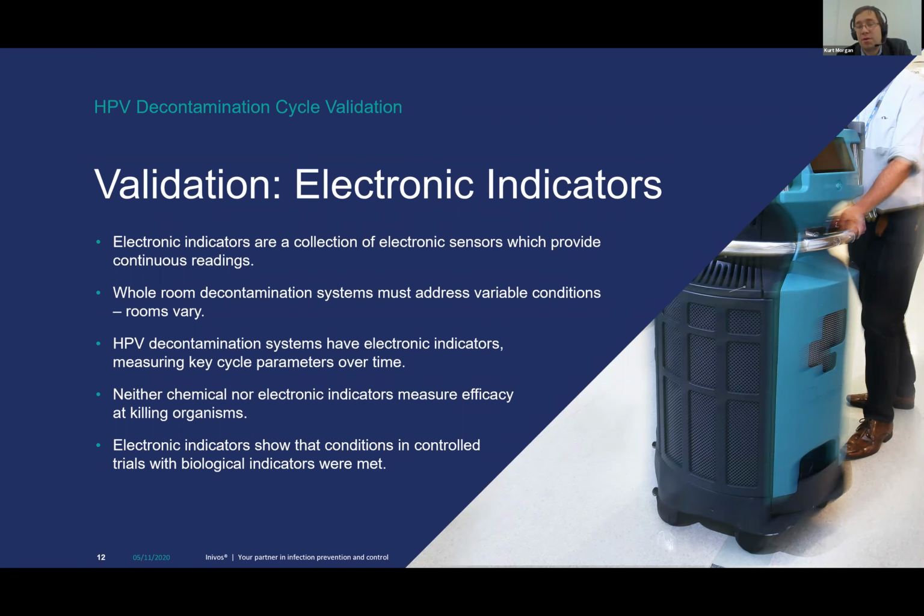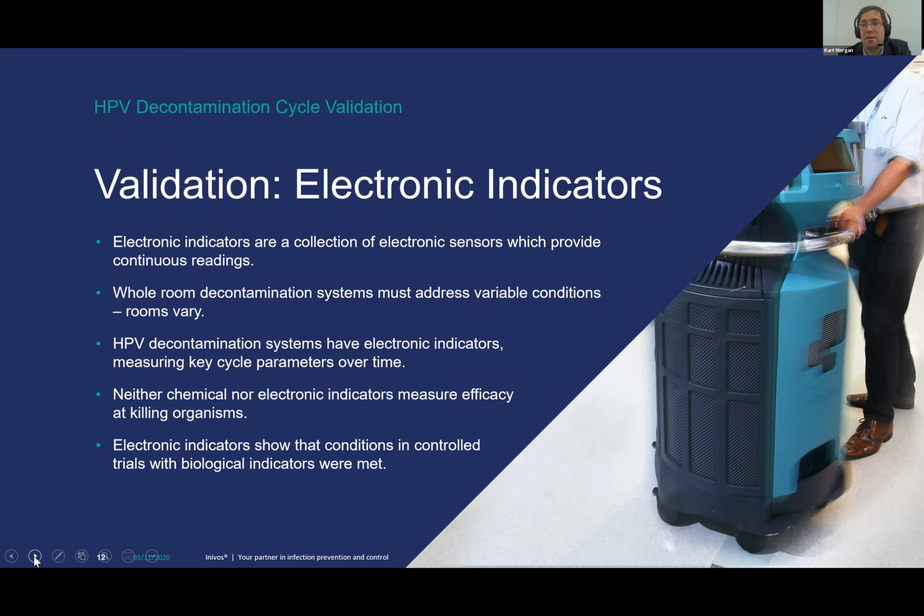And varied cycle conditions can and do occur, and decontamination cycles could be more or less effective. A range of colour changing conditions could occur, but chemical indicators are only tested to work on one particular cycle with very specific parameters. So modern HPV decontamination systems have electronic indicators.